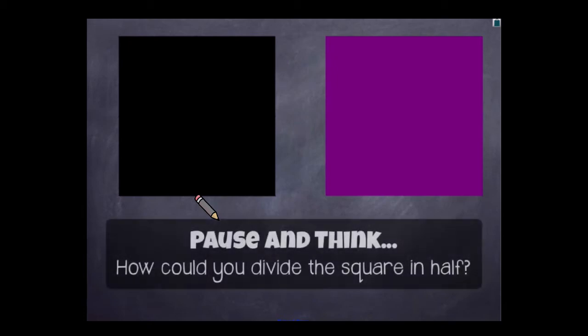Alright guys, I've got 2 squares here, a black square and a purple square. Let's look at the black one on the left first. If I wanted to divide this whole square in half, into 2 halves, how would I do that? What would that look like? Take a second and think about that. If you have a square that you can try this with at home, go ahead and try it out. You can either cut it or draw a line. How would I get that guy in half?